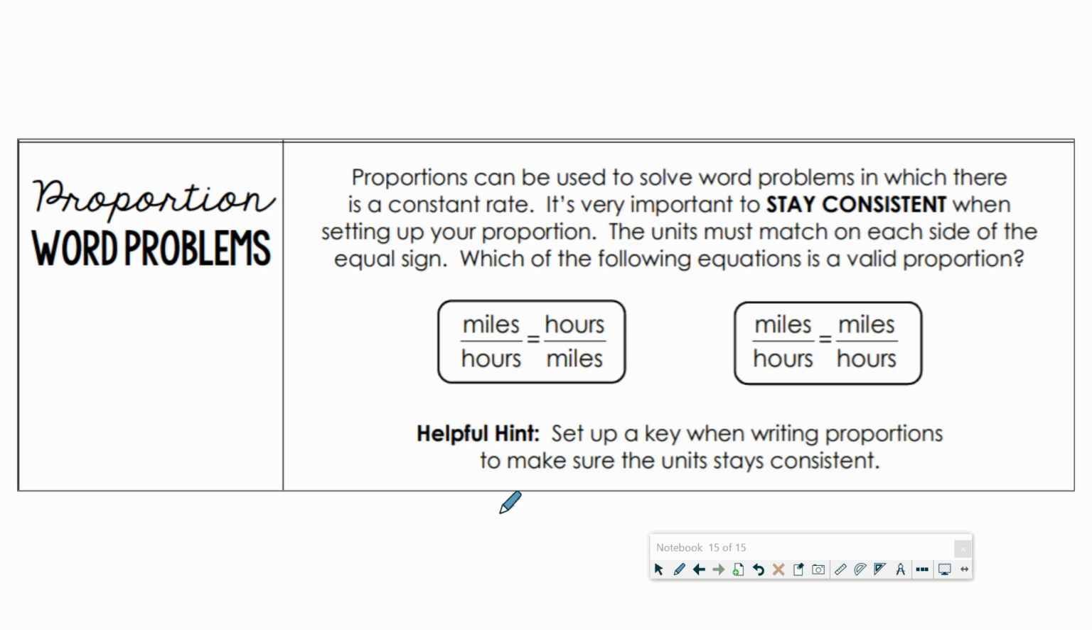Which of the following equations is a valid proportion? It's the second one, because in the first one, miles over hours, hours over miles, they have to stay the same. So a helpful hint is to set up a key, which is how I always tell people to do it when writing a proportion, to make sure the units stay consistent.